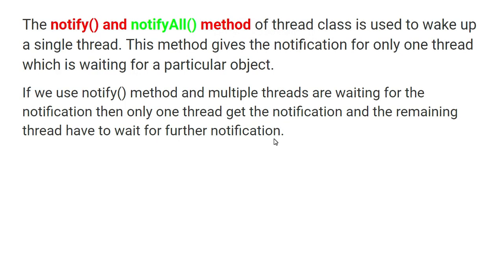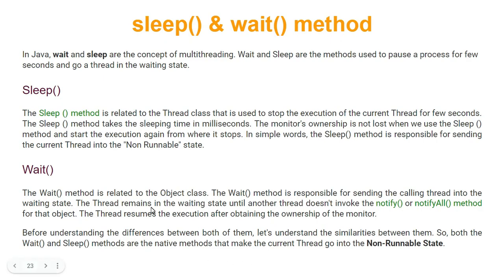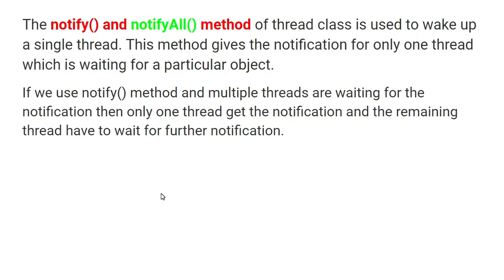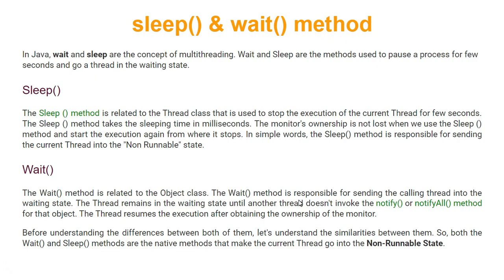Okay, so this is the sleep method. We have already discussed what the difference between them is and how it will work. Okay, the wait method is responsible for sending the calling thread into the wait state. The thread remains in the waiting state until another thread invokes notify or notify all. Before understanding the difference between both of them, let us understand the similarity between them.